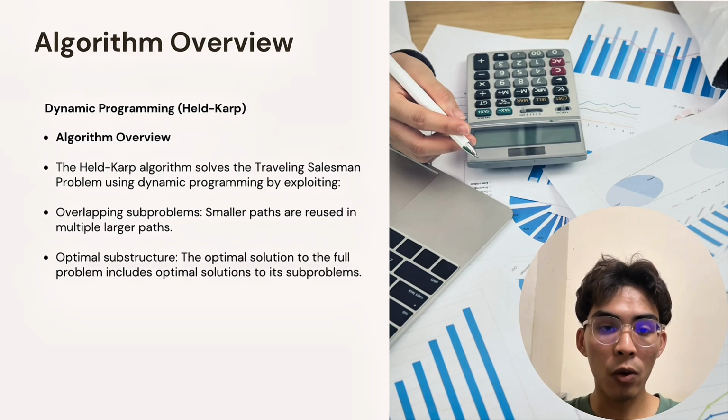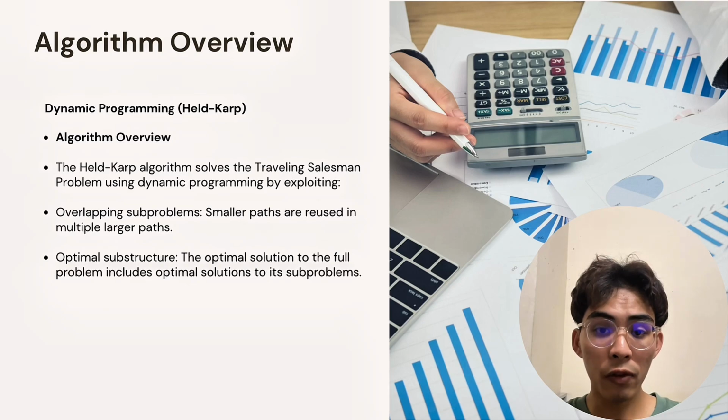Second is optimal substructure, where the best overall path includes the best solution to smaller parts. So we can build the full solution step by step from smaller optimal ones. Held-Karp uses a bitmask to track visited cities and gradually builds the solution from small sets to the full tour, making it much more efficient than brute force.